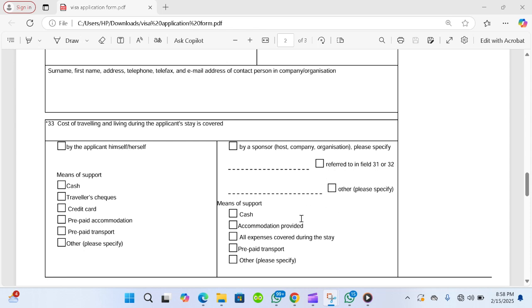And you also need to specify the means of support. If your sponsor is giving you cash, you tick cash. If it's accommodation provided, all expenses covered during the stay, prepaid transport, others. If they are giving you other means that are not stated here, you tick others and specify.